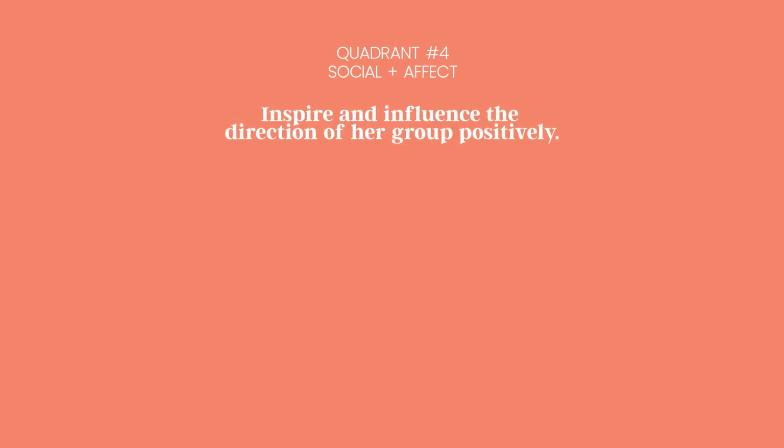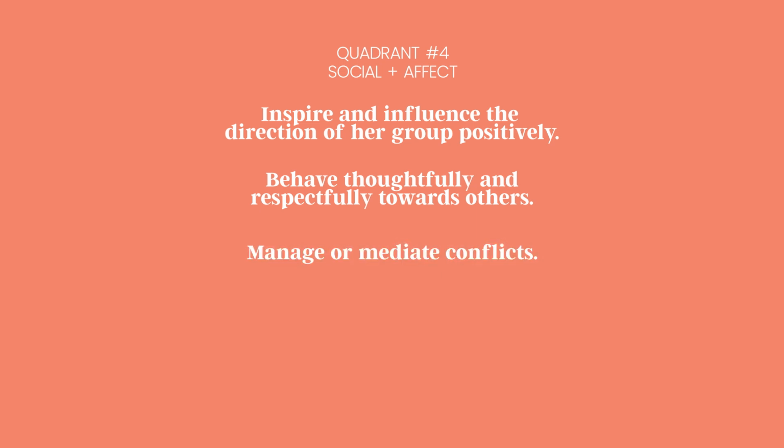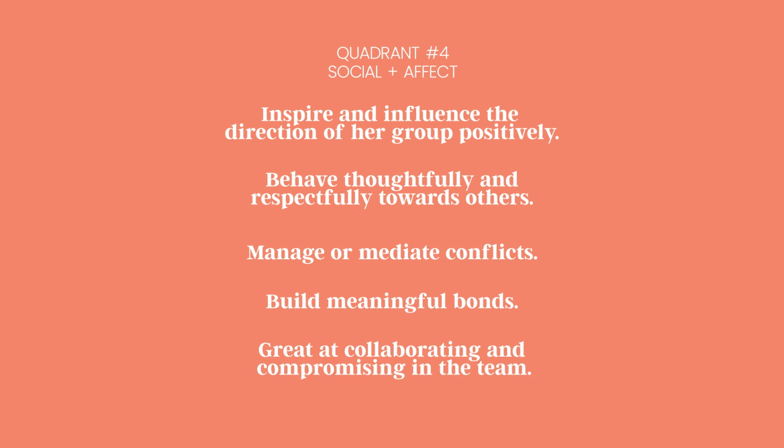And that leads us to the fourth and the last quadrant. And that is where we take a look at the intersection between affect and social. So none of these quadrants are easy to work with, but this might be the most diverse one. There are so many things that fall into this quadrant. In this quadrant, to simplify it, Sophie aims to develop her emotional intelligence to be able to inspire and influence the direction of a group positively, to behave thoughtfully and respectfully towards others, manage or mediate conflicts, build meaningful bonds, and is hopefully great at collaborating and compromising in her team.